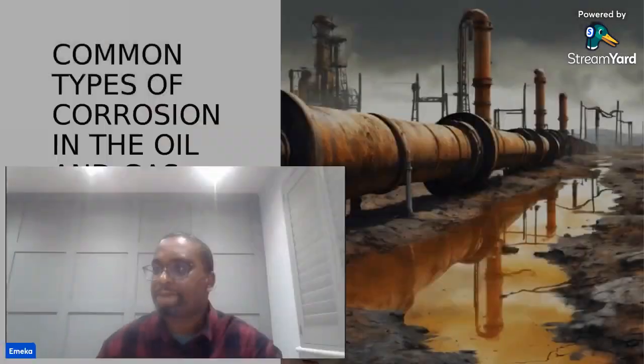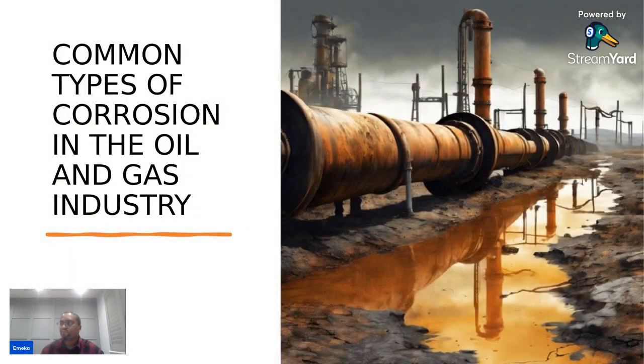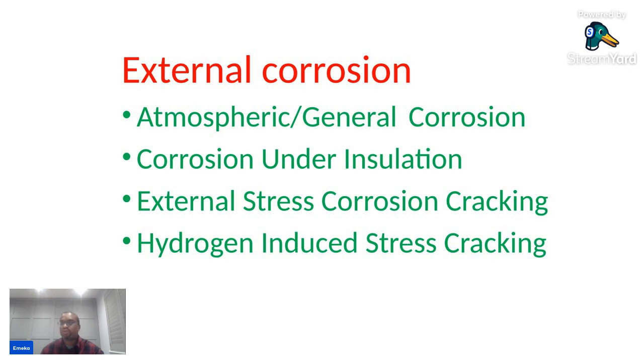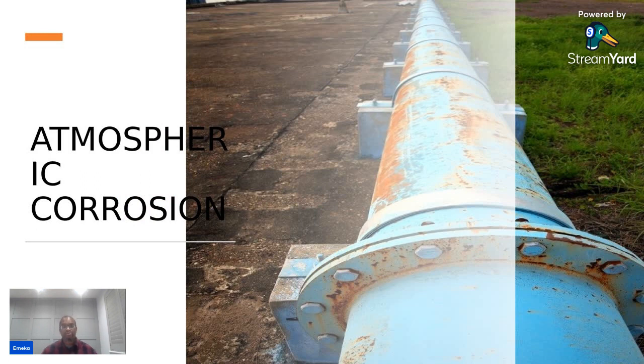Welcome to part two of common types of corrosion we would expect to find in the oil and gas industry. Last time we looked at the internal corrosion, common types of corrosion that we expect to see in the oil and gas industry. Today we'll be looking at the external corrosion that we'd expect to see in the pipelines and equipment. So what we'll be looking at today is mainly atmospheric corrosion, corrosion under insulation, external stress corrosion cracking, and hydrogen-induced stress corrosion cracking. So let's start with atmospheric corrosion.